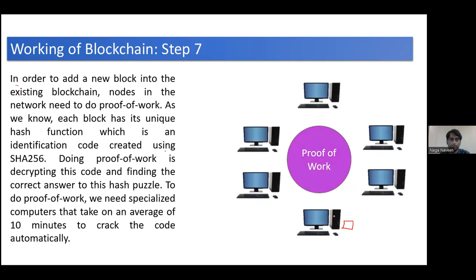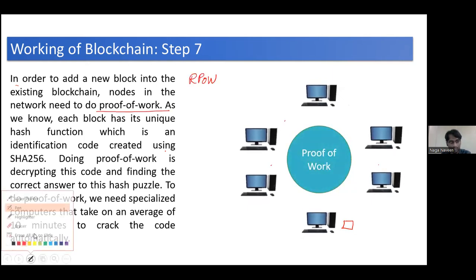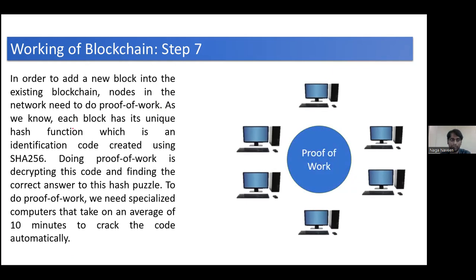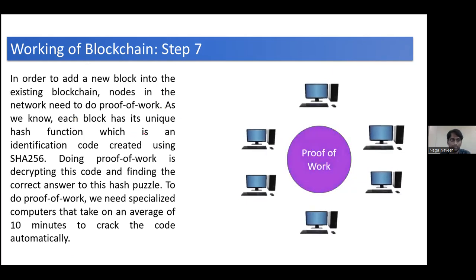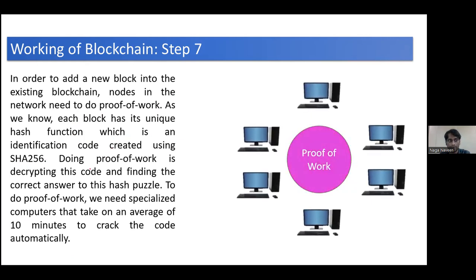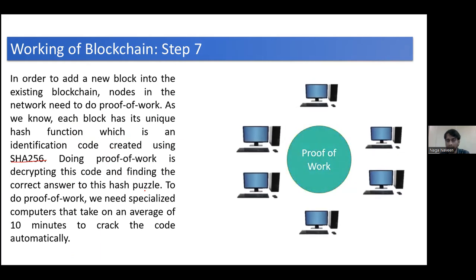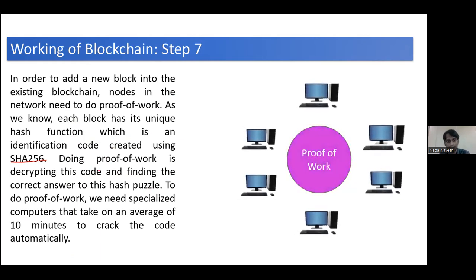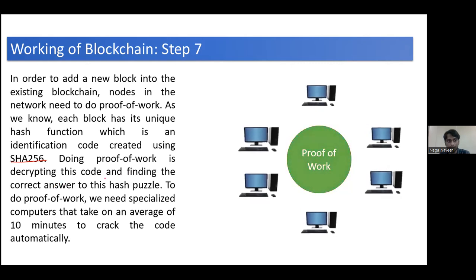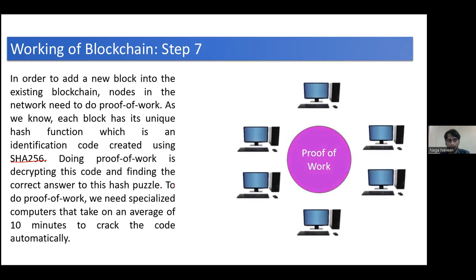What needs to happen? First, nodes in the network need to do something we discussed previously in the history of blockchain, called proof of work. Here is a simplified version. As we know, each block has a unique hash, which is used as an identification code created using the SHA-256 algorithm. Doing proof of work is decrypting this code and finding the correct answer to the hash puzzle. If you consider generating a hash a kind of puzzle, doing the proof of work is decrypting this code and finding the correct answer to this hash puzzle.